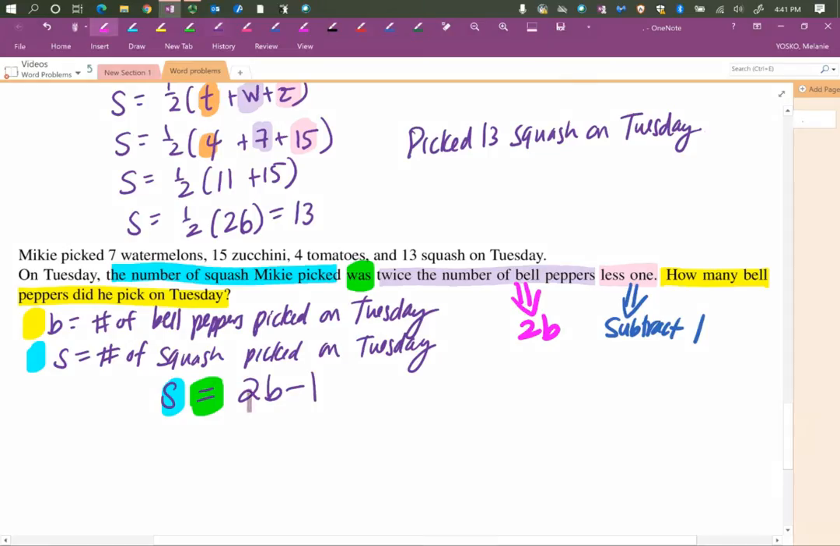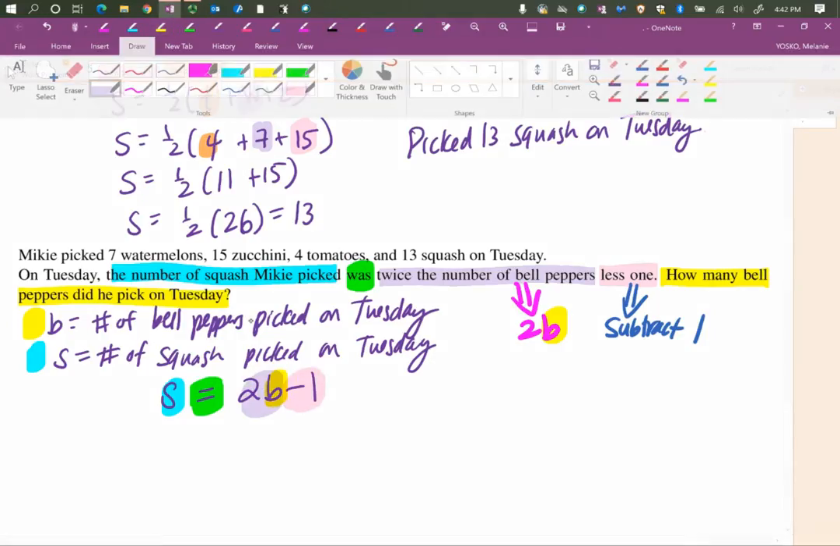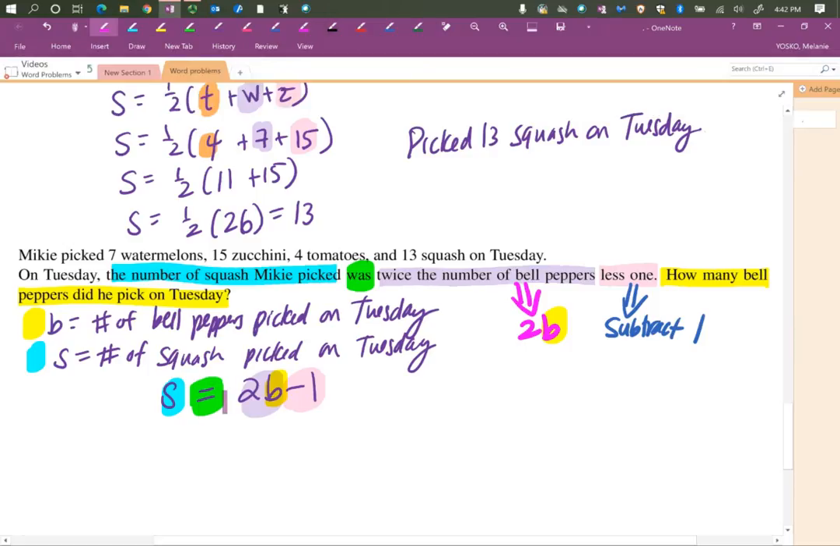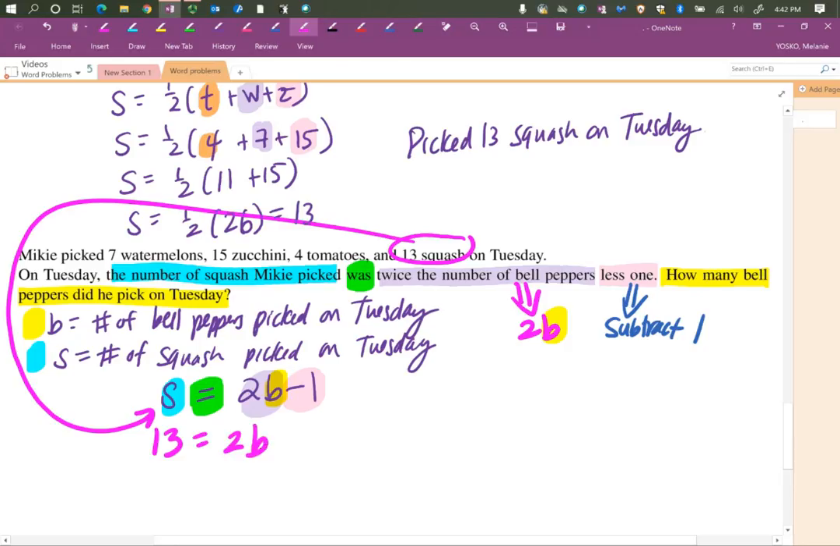Okay, so we're going to solve this for B, for bell peppers. How many bell peppers did he pick? Twice the number of bell peppers, 2 times B. Okay, and less 1 is subtracting. This whole thing is 2B. I need to know one more variable, right? We'll go back to the first sentence. He picked 7 watermelons, 15 zucchini, 4 tomatoes, and 13 squash. So I'm going to take this 13 squash and plug it in right here. So 13 equals 2B minus 1.